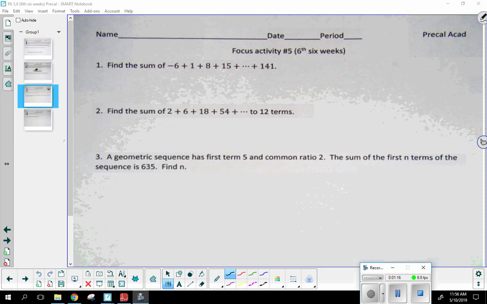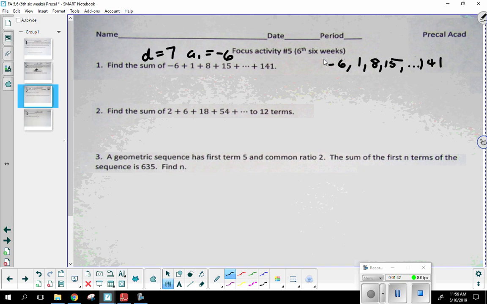Well, let's see. How do I get from -6 to 1? Because remember, the pluses make it a series. The sequence was originally just -6, 1, 8, 15, ... all the way to 141. So it looks like the common difference is 7. So I'm just adding 7 over and over again. We can see that the very first term was -6.